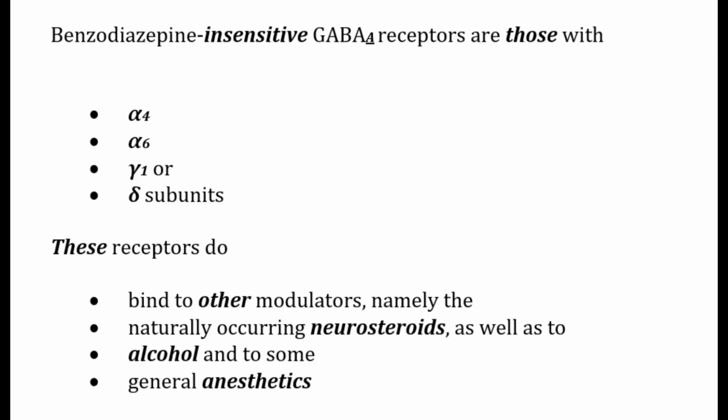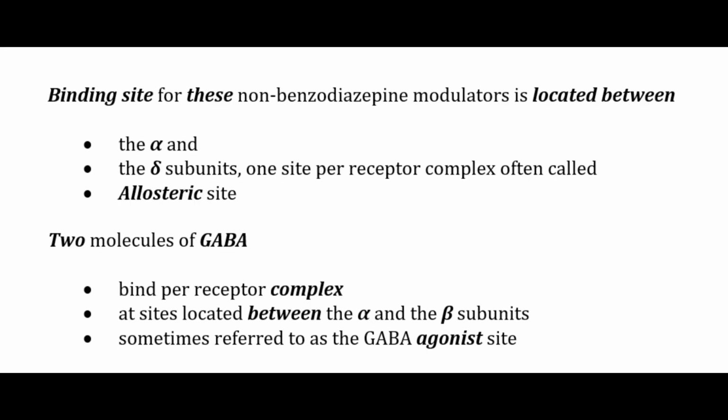Benzodiazepine-insensitive GABA A receptors. These GABA A receptors are those with alpha 4, alpha 6, gamma 1, and delta subunits. But these receptors do bind to other modulators, namely the naturally occurring neurosteroids as well as alcohol and some general anesthetics. The binding sites for these modulators are located between the alpha and the delta subunits. One site per receptor complex, called the allosteric site. And 2 molecules of GABA bind per receptor complex at sites located between alpha and the beta subunits, sometimes referred to as the GABA agonist site.